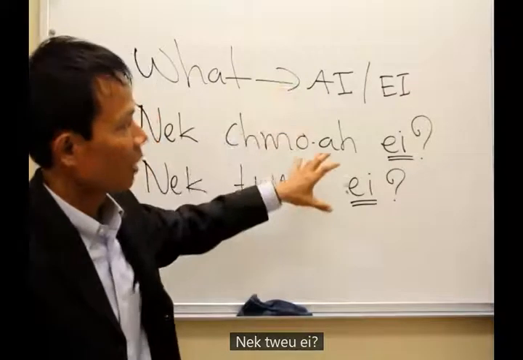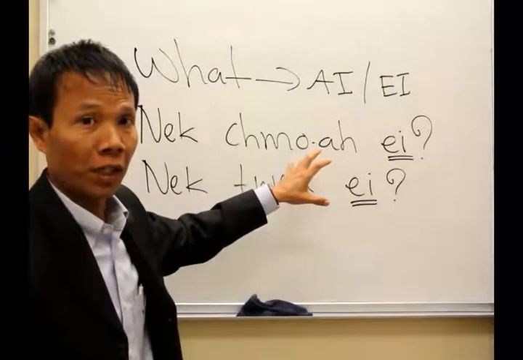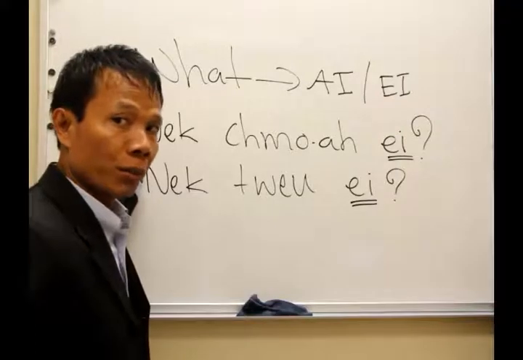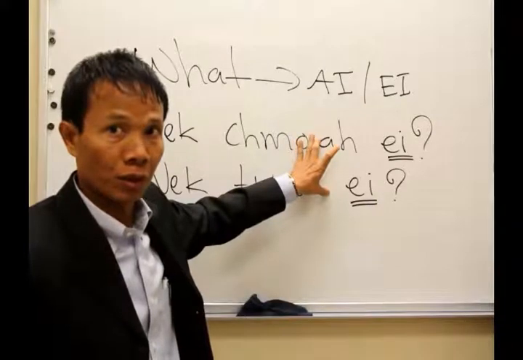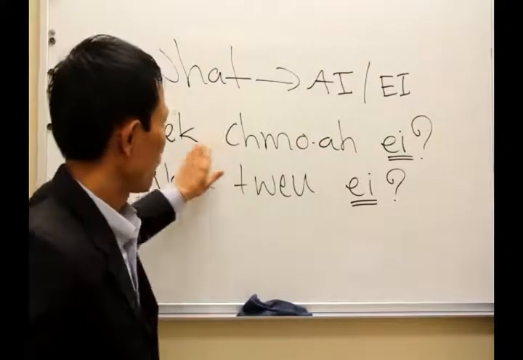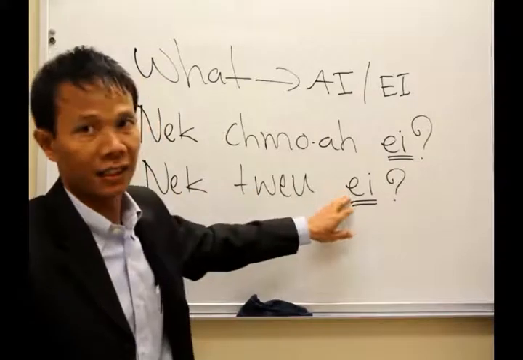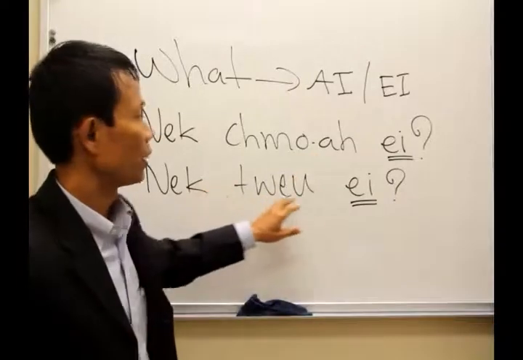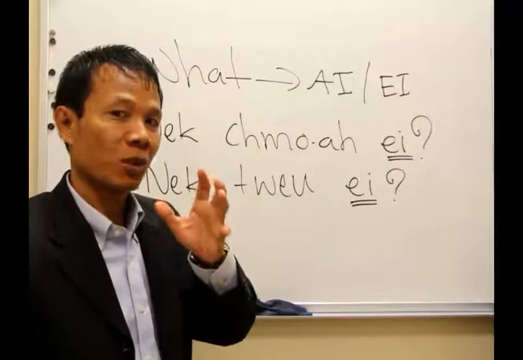Okay, so that's simple, how to use WH questions in Khmer. Again, for English, the question marker is at the beginning of the sentence, but for Khmer, all the question markers are at the end of the sentence. Example of these two sentences, I think it helps you with how to use what in Khmer. Nek chmuo ai, and then Nek thwe ai. So Nek chmuo ai means what is your name, and Nek thwe ai, what are you doing? Okay, let's go to the next one, how.